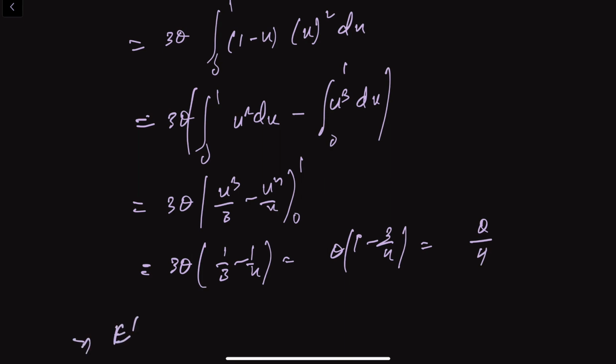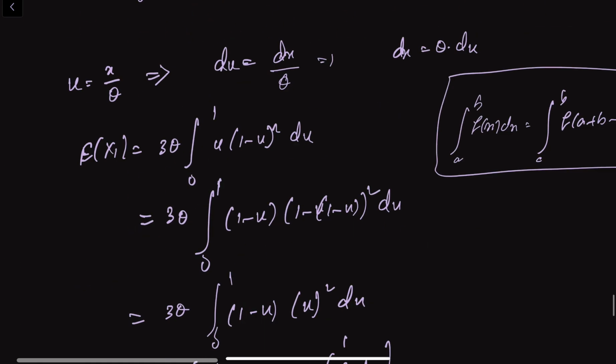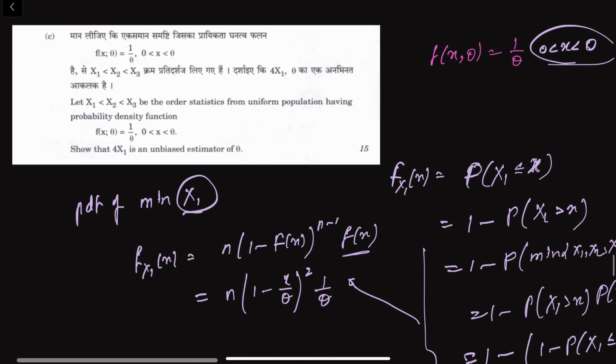So the expectation of X1 is theta by 4. That means the expectation of 4 times X1 is theta, so 4 times X1 is an unbiased estimator of theta. Therefore, for X1, X2, X3 being order statistics from a uniform population, 4 times X1 is an unbiased estimator of theta.